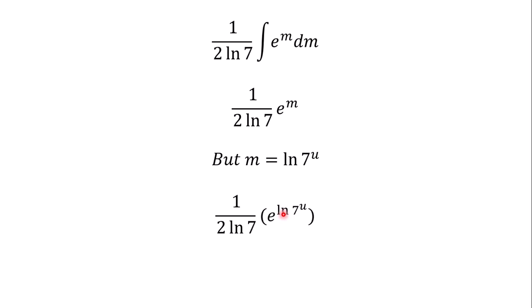The base of the natural log is e, and already we have another e here. Because the base of the natural log and this e are the same, they cancel out, and we are left with 7u. When the base and the natural log cancel out, you get 7u. Then we multiply it by 1 over 2 ln 7.